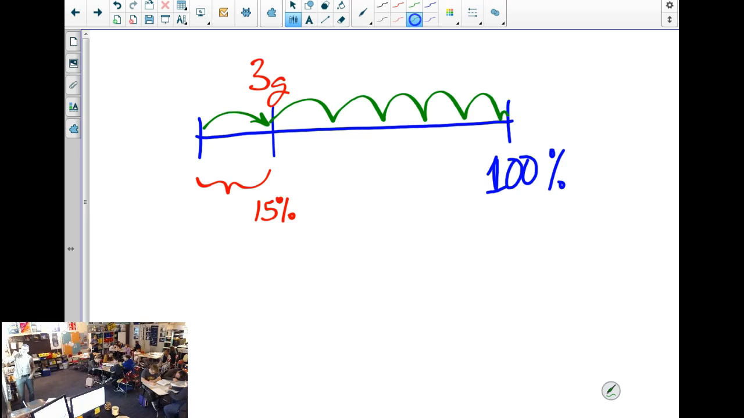But if that's 3 grams, and this is another 3, and another 3, and another 3, to get all the way up to 100%, and then we have another 3, and then another 2, we end up with 20 grams at our 100%. I think if my math is right. 3, 6, 9, because this was 3, right? This first jump, that's how I got to 3 here. 12, 15, 18, 19, 20.